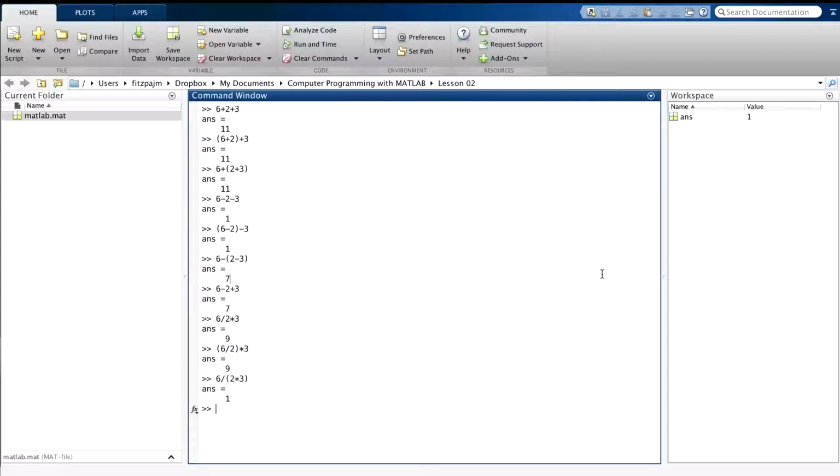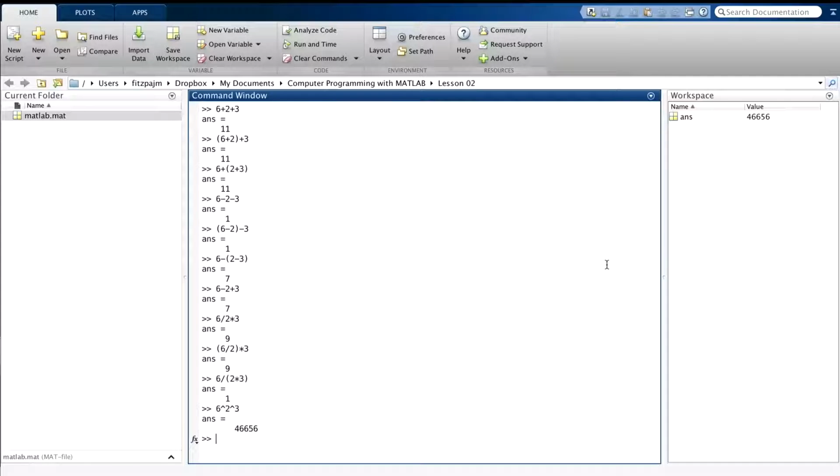And finally, I sense that you are burning with curiosity to find out what 6 to the 2 to the 3 equals. Well, as promised, I'm going to ask MATLAB right now. 6 to the 2 to the 3. Since the left-hand caret goes first, this is 36 to the 3rd power. And as I guessed before, it's a pretty big number, 46,656.